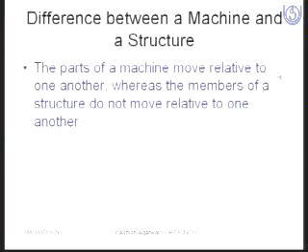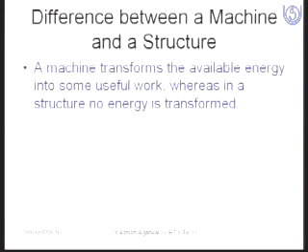So the difference between the machine and the structure, if you see the slide, is that the parts of a machine move relative to one another, whereas the members of a structure do not move relative to one another. As you have an example of a building, it has different parts, but there is no relative motion between the parts of the structure. Another difference is that the machine transforms the available energy into useful work, whereas in a structure no energy is transformed.